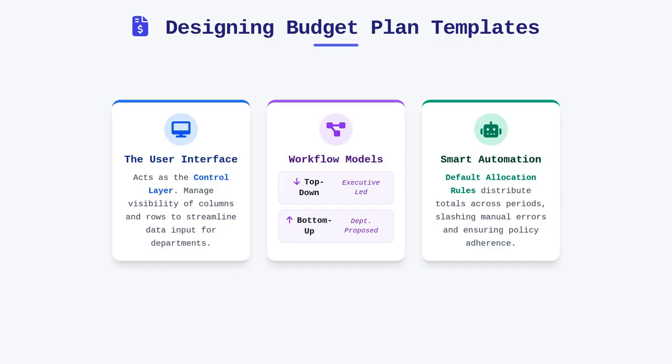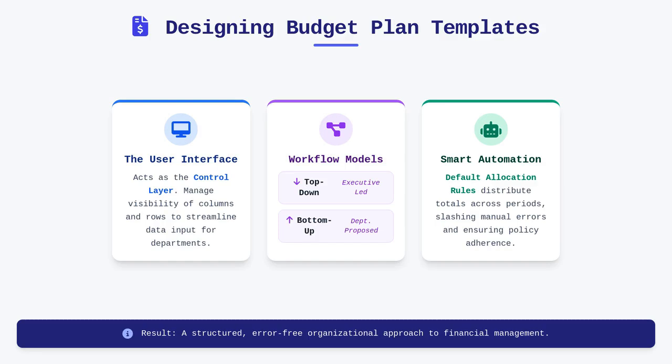You can incorporate default allocation rules within these templates to automate how totals are distributed across various periods or dimensions. This automation significantly reduces manual data entry errors and ensures that the organization adheres to predefined allocation policies throughout the budget preparation cycle.